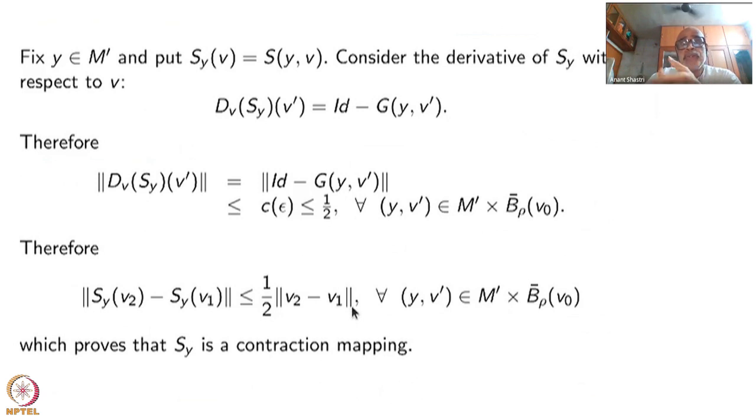Right? So this is the mean value theorem, I mean, mean value inequality, that you have proved, for every y, v prime belonging to M prime cross B bar rho of v0. So what is this constant? This constant is less than 1. Therefore, this is a contraction mapping.